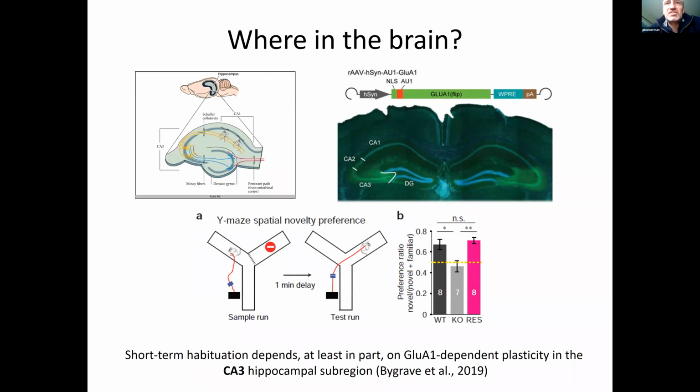In another study, which we published recently, Alexei Bygrave and Dennis Keitzel used a viral approach to reintroduce GluA1 back into the hippocampus of an otherwise GluA1 knockout mouse. So they took GluA1 knockouts and using a viral approach, they were able to reintroduce GluA1 into the hippocampus, and particularly into the CA3 subfield of the hippocampus. And what they found was that, so this is the Y-maze novelty preference task that we looked at before. This is the wild types. These are the GluA1 knockouts. Strikingly, when they put GluA1 back into the hippocampus, they produced a near complete rescue of short-term memory performance, short-term habituation in the otherwise GluA1 knockout mice, providing very nice evidence that at least in part, it reflects a role for hippocampal GluA1 and GluA1-dependent synaptic plasticity in these self-generated priming short-term habituation processes.